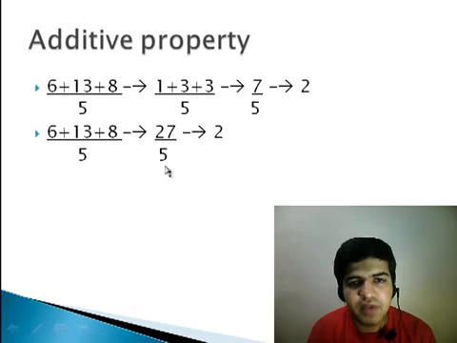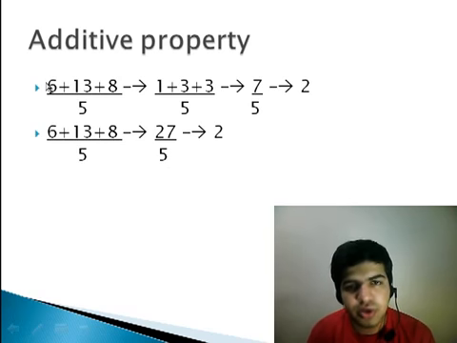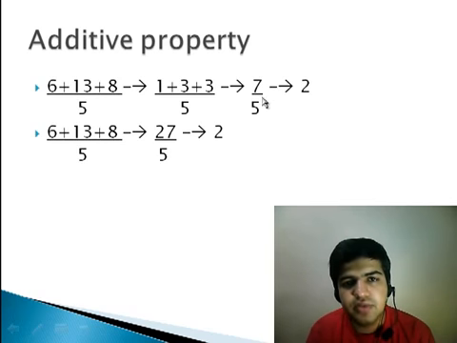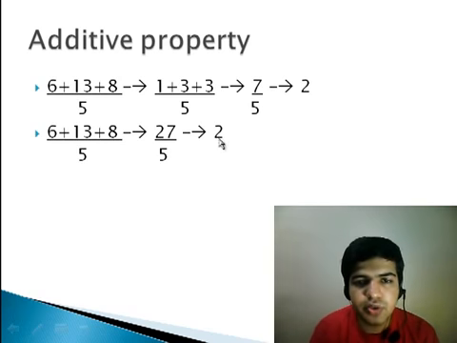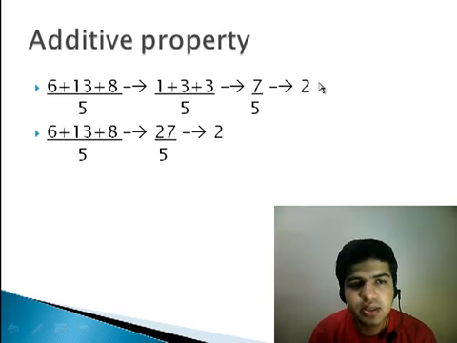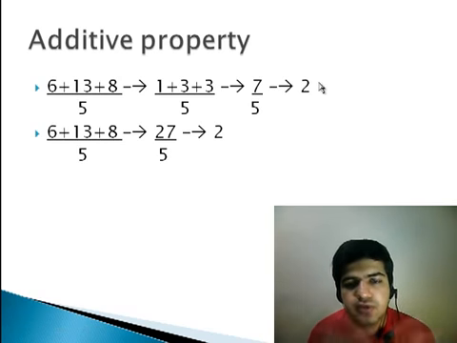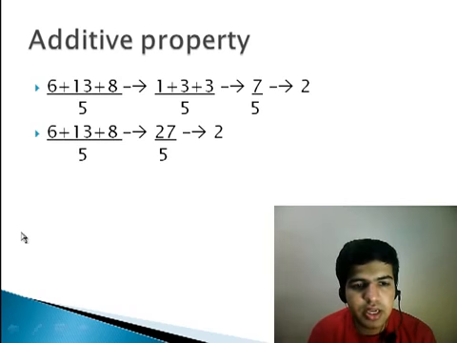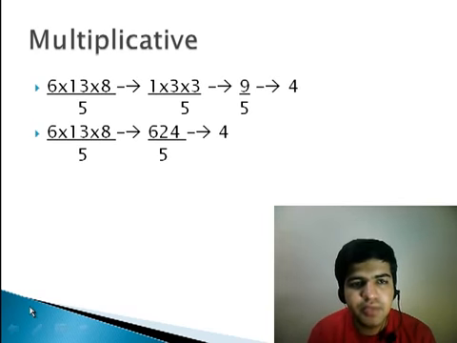You divide 27 by 5, you get the remainder 2. Or you divide these numbers individually: 6 gives 1, 13 gives 3, and 8 gives 3. The sum is 7, and when you divide 7 by 5 you get the remainder 2. The remainder stays 2 in all these cases, whether it is split into two parts or into more parts. Similarly, in the multiplicative property, the funda remains the same.